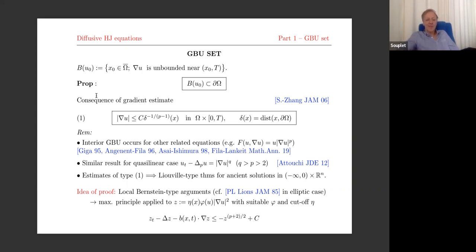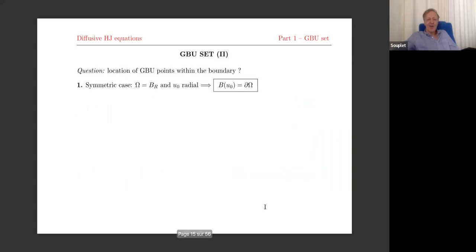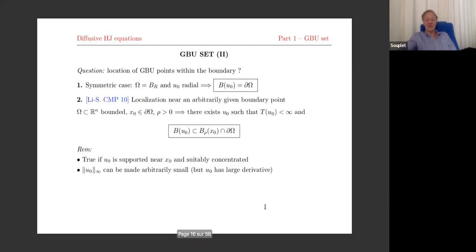Let me mention that estimate 1 is optimal in terms of the power of the distance to the boundary, as we will see later. So this is the first fact. Now, once you know that the gradient blow-up is localized at the boundary, you could ask what kind of subsets of the boundary it can be. Of course, a trivial observation is the symmetric case, by which I mean Omega is a ball and u0 is radially symmetric. Then it's clear that the solution will stay symmetric, and in particular, the blow-up set in that case has to be the whole boundary. This is a very elementary observation, but it tells you already that it can be the whole boundary.